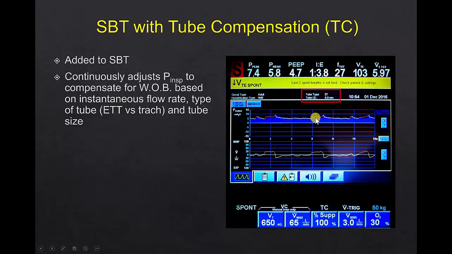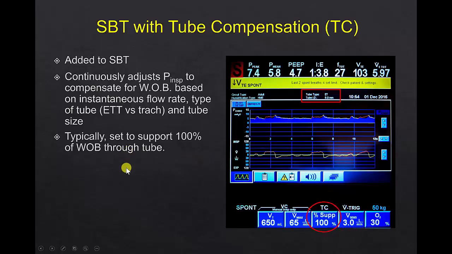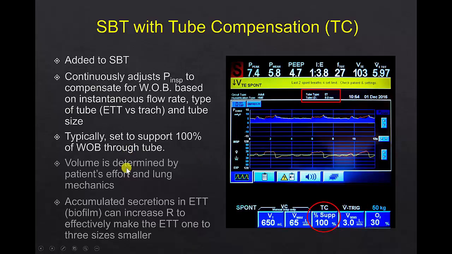The ventilator is doing the work through the tube, allowing the patient just to do the work of breathing on their own. Now, in this example, we have the tube compensation set at 100%, but you can compensate for less than 100% of the tube, although that's not done too often. So the tidal volume is determined by a combination of the patient's effort and the patient's lung mechanics.